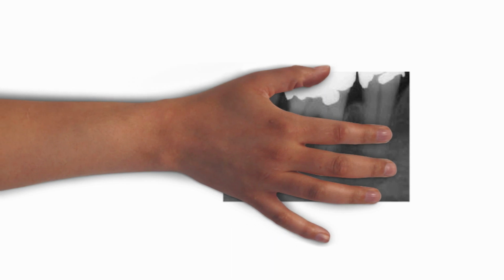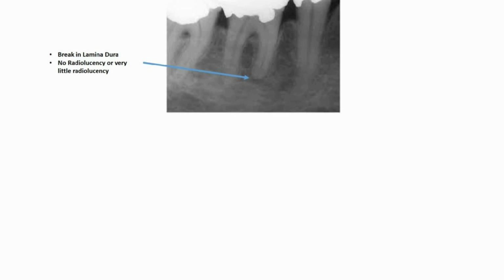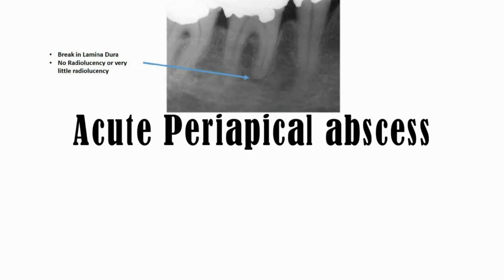In this radiograph, you can appreciate that the lamina dura, which is a radio-opaque continuous structure, is not visible. That means the lamina dura has broken down. Second, there is a mild radiolucency at the mesial root of the tooth. So if you have an X-ray where there is no lamina dura and there is a very mild radiolucency or there is no radiolucency, then this case belongs to acute periapical abscess.